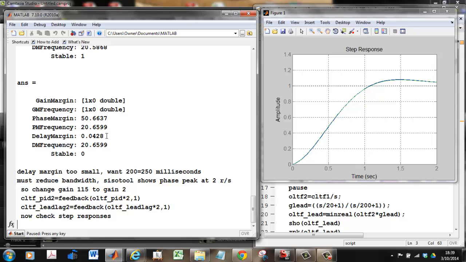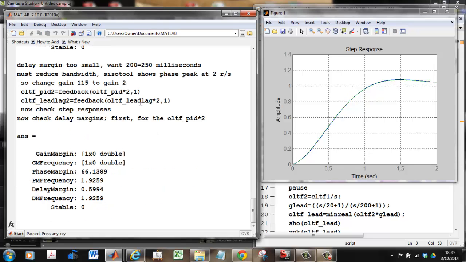The problem with this, of course, is the delay margin. We're only allowed 0.04 seconds, and we want around 200 milliseconds, right? So that would be 0.2 seconds. If, however, I were to lower the bandwidth to 2, and SISO tool tells me to do that, I would use a gain of 2. So then I could close a second loop, or a different loop, lowering the bandwidth, and now I would end up with 0.6 seconds and a slower response, but one that might be acceptable.